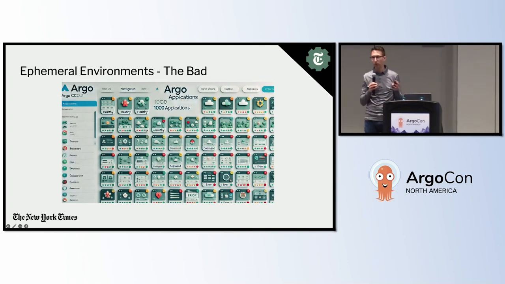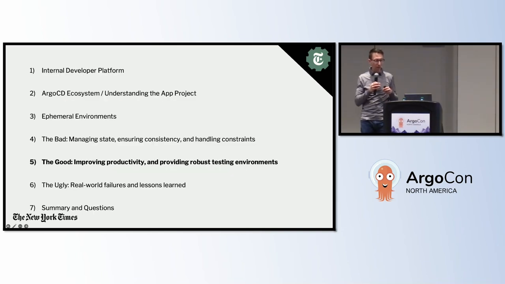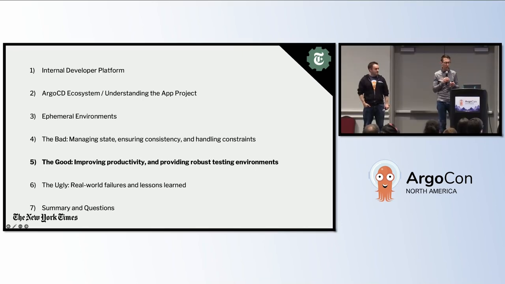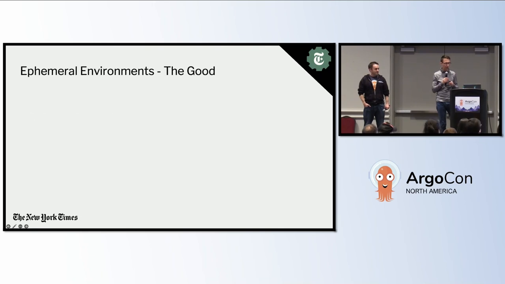It also made cleanup really hard because Argo would sync whatever was in Git. So if the PR was closed and the process that we added didn't delete the file, now we've got all this extra stuff hanging out that wasn't getting cleaned up. I'm going to switch to what we did to fix that, and then some of the good things that we found by switching to a more pure Argo approach for deploying ephemeral environments.